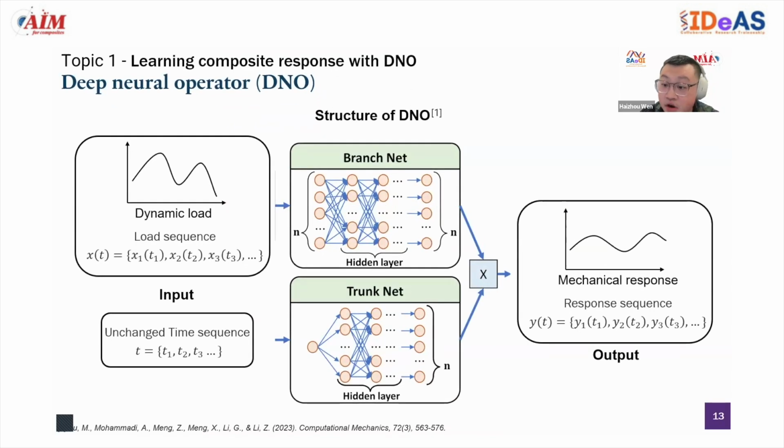So the structure of a DON is composed of two major parts. One is a branch net that takes the load value as input, and the other one is a trunk net that takes the unchanged time sequence as input.